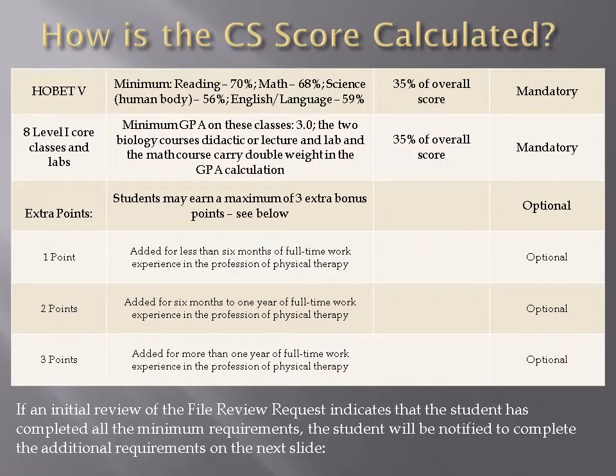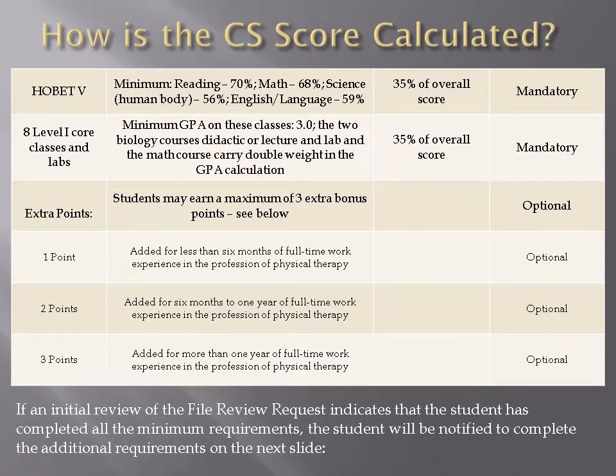How is the CS score calculated? The HOBET 5 comprises 35% of the overall score, and it is mandatory. The minimum scores for this exam are reading 70%, math 68%, science of the human body 56%, and English or language 59%. The 8 Level 1 core classes and labs comprise 35% of the overall score and are mandatory. The minimum GPA on these classes is 3.0. The 2 biology courses, didactic or lecture and lab, and the math course carry double weight in the GPA calculation.